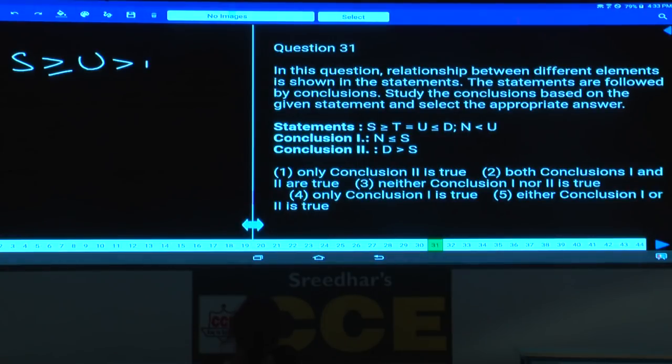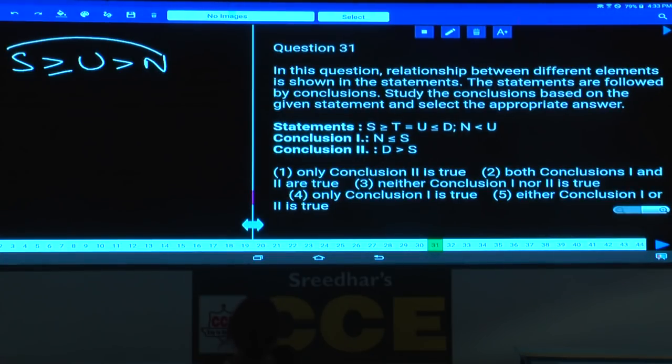Now the relation between s and n. What is the relation here? S is greater than n. That is n lesser than s is true. Here equal to s is false. Here the first conclusion, n is lesser than or equals to s, is false because it is only lesser than. It cannot be equal to.